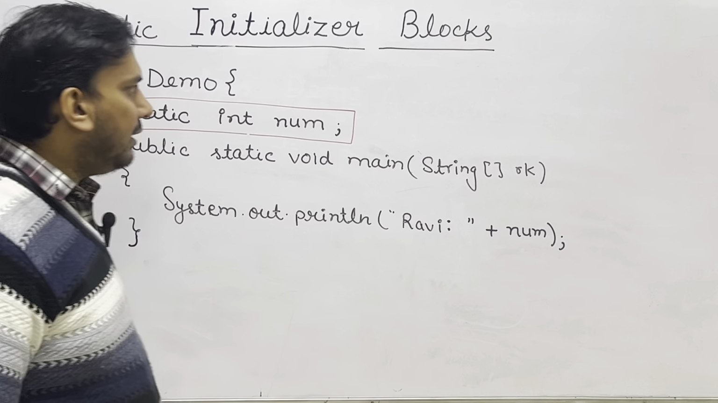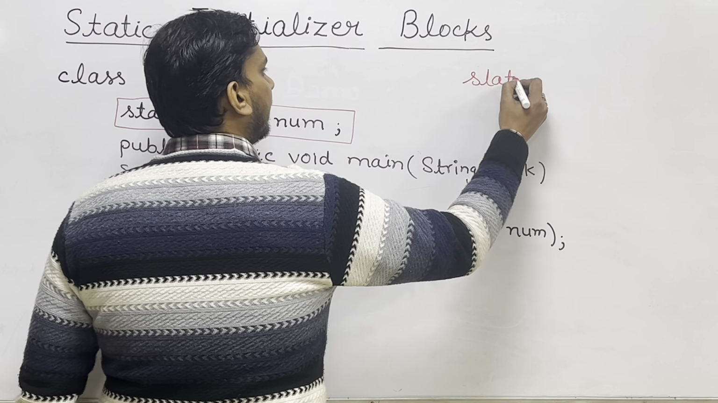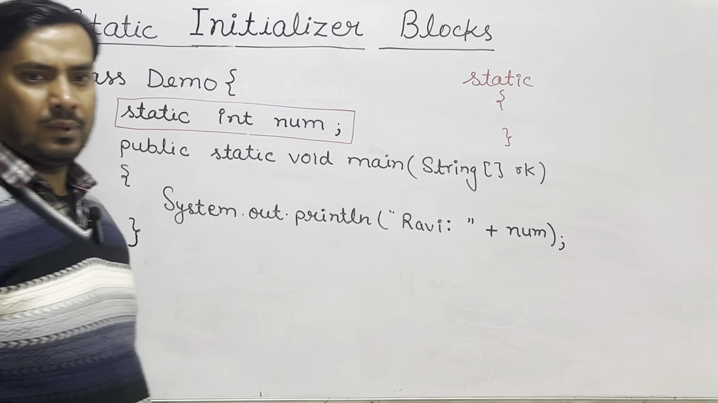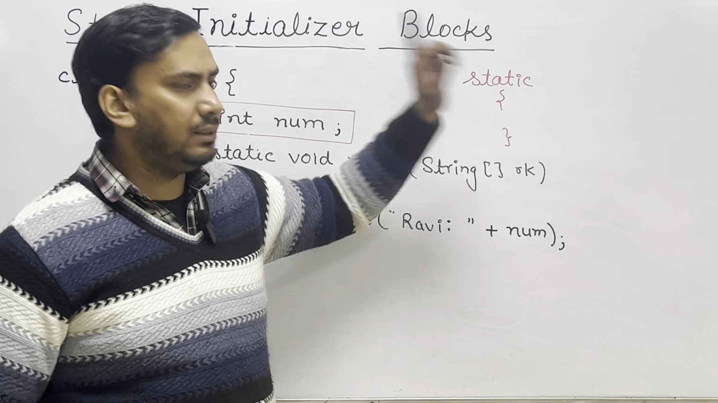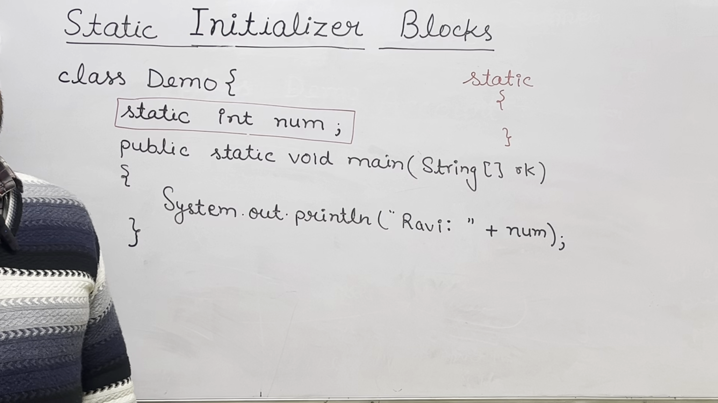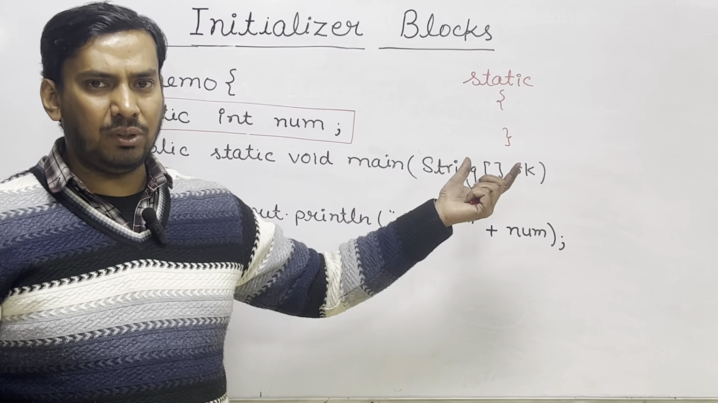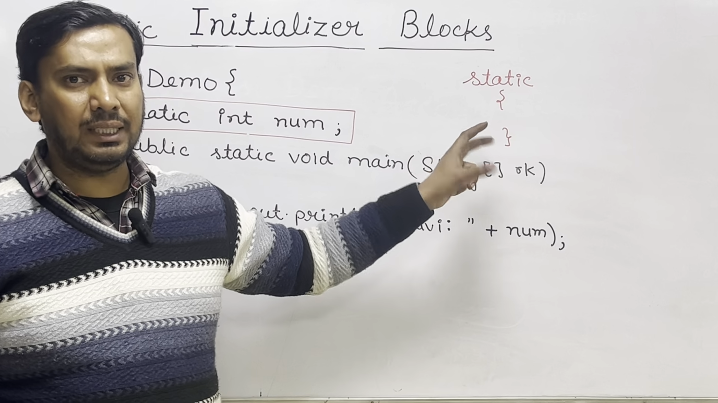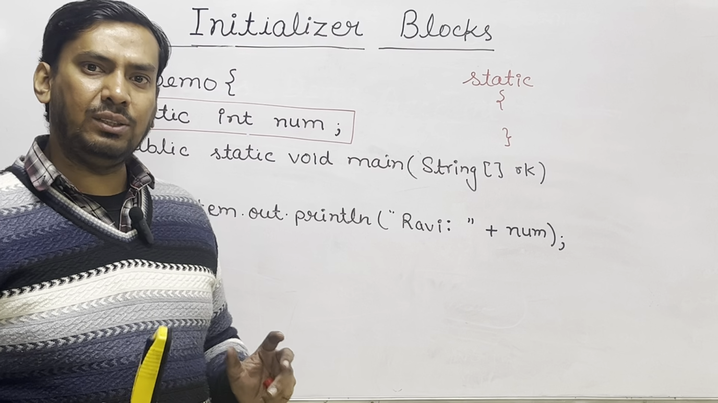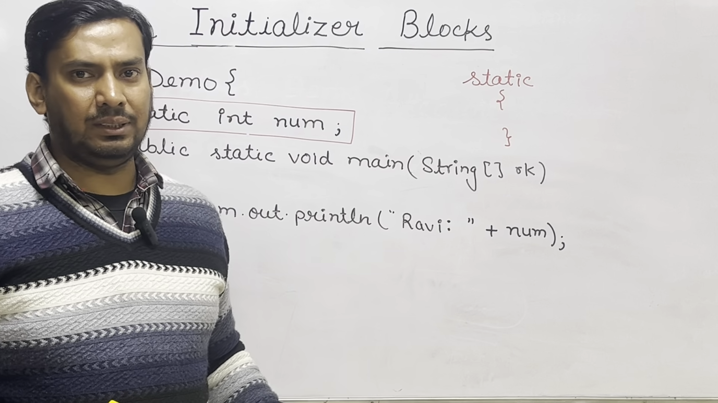So, how to write the static block? The syntax is very easy. You have to just write the static keyword, static, and create a block. Anything that you write inside this static block will be executed before the main function. Second important point: generally we need to write only one static block. It is not compulsory, but we can write one static block, and even if you write multiple static blocks, there is no problem. The output will be in top to bottom fashion.